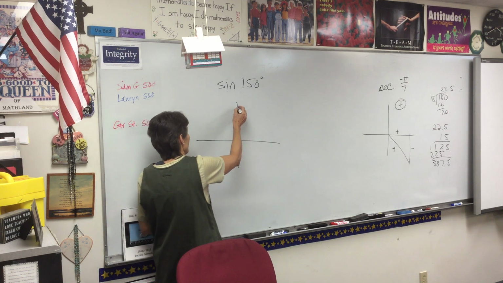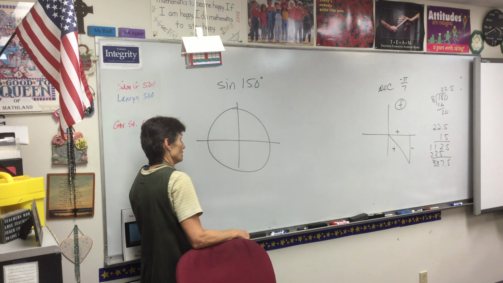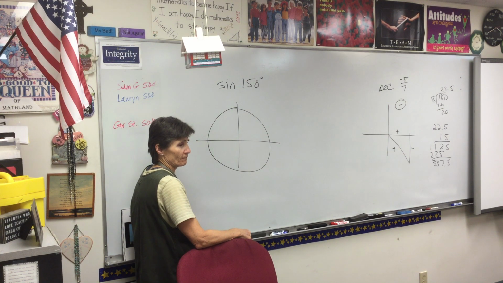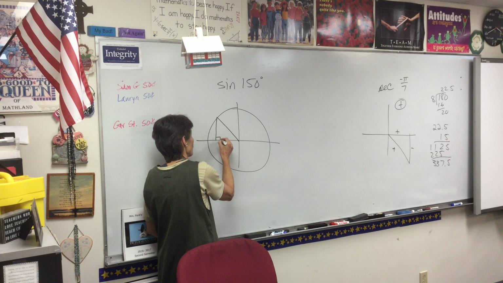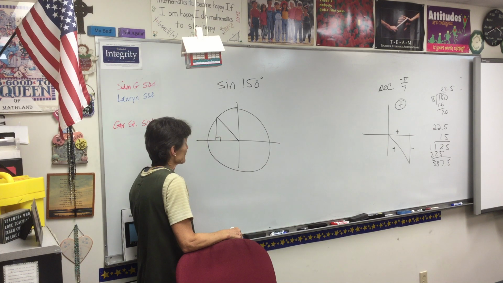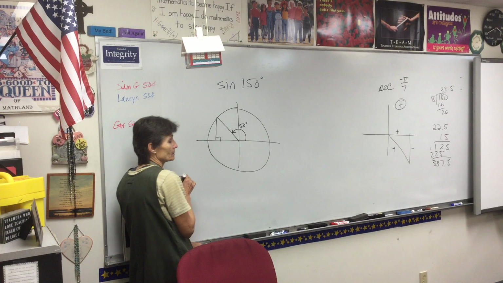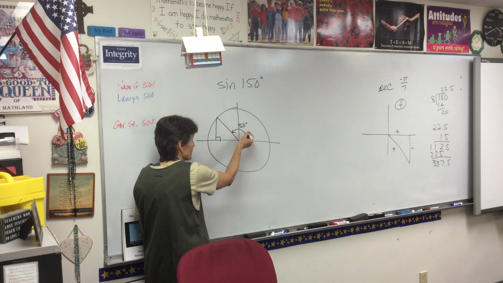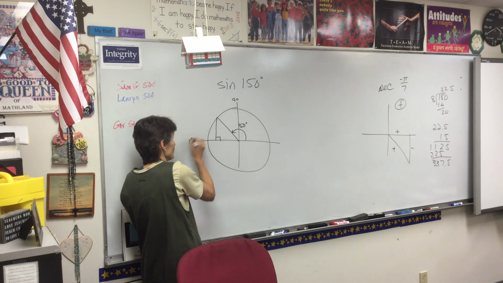Now I've got a circle drawn there. You don't have to use a circle, but you can. Where is 150? What quadrant? 2? So I'm going to draw my butterfly bow tie in quadrant 2. And this angle is 150. Remember, we start measuring here. We came 150 degrees. That's how we got in quadrant 2, between 90 and 180.